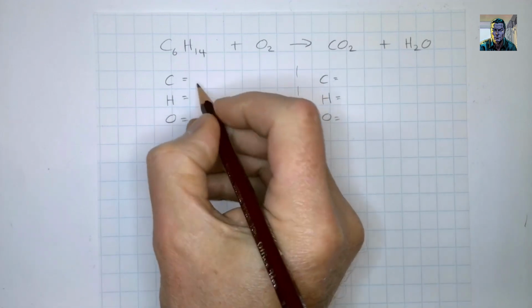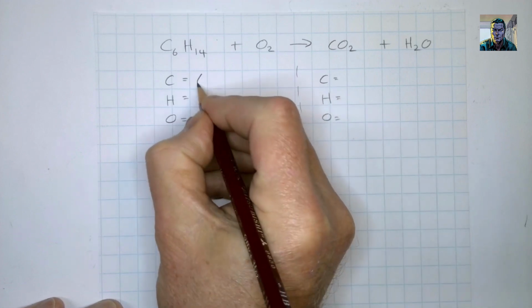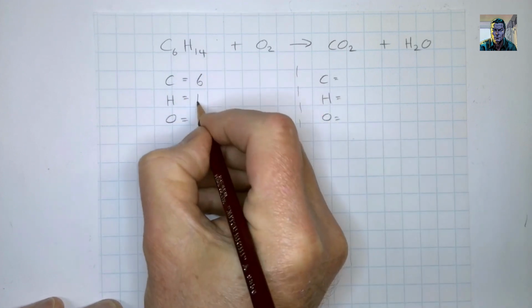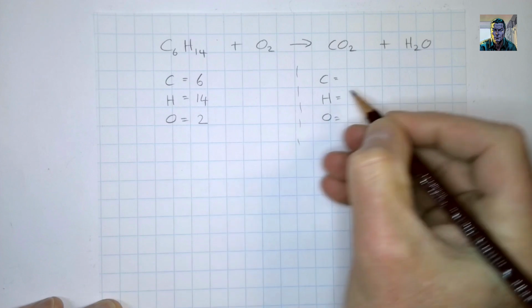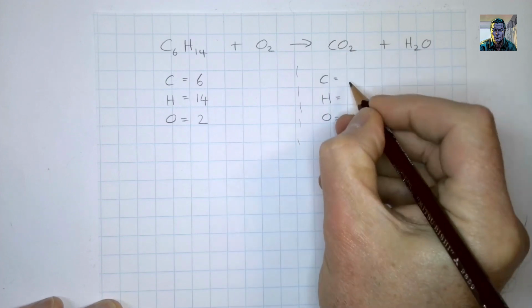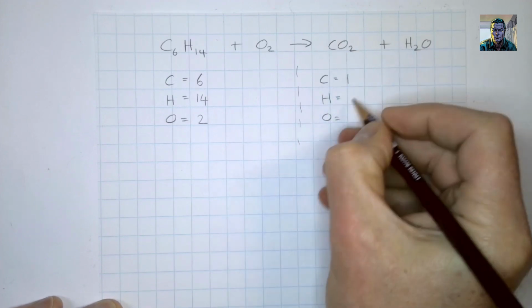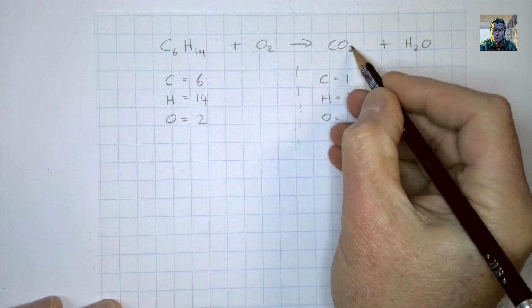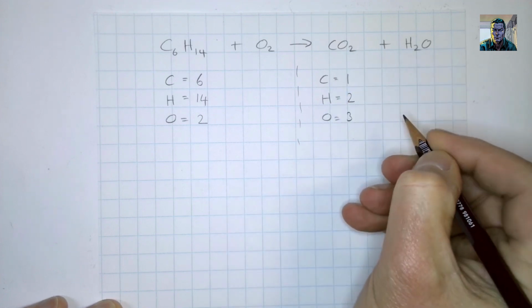Our objective, of course, is to end up with exactly the same number and type of atom on each side of the chemical equation. That's when we know the equation is balanced. This is all down to the law of conservation of mass.